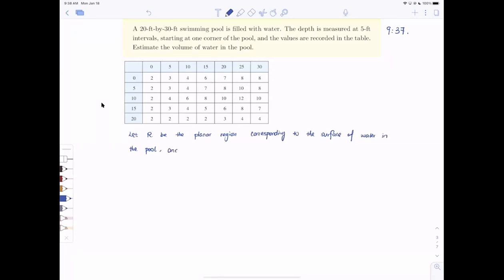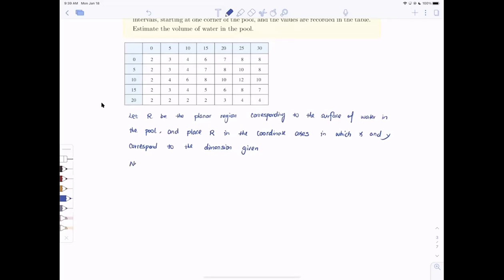And then let's place R in the coordinate axes in which our x and y correspond to the dimensions given above. And now let's define our f(x,y). Now let's define our f(x,y) to be the depth of the water at (x,y).